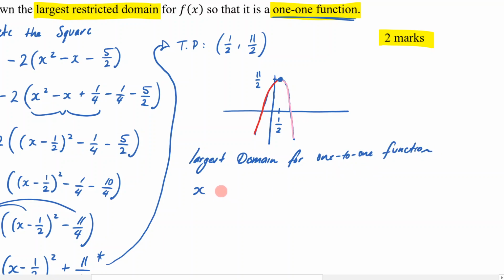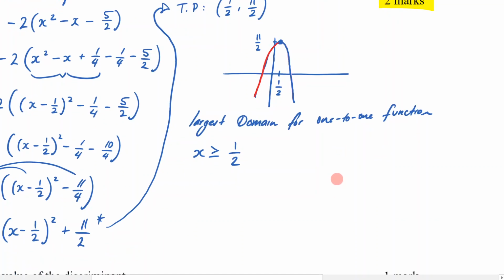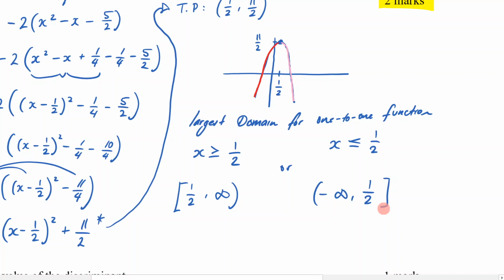I could have x is greater than or equal to a half. And another way of saying that is, make sure you have the right brackets, a half all the way to that. Or what you could say is x is less than or equal to a half. And the other way to say that is negative infinity to a half square bracket there. So either of those could be the correct answer. You could have written it either like this or like that. Make sure that you're including that a half because you're after the largest domain for the one-to-one function, so you have to include that point.